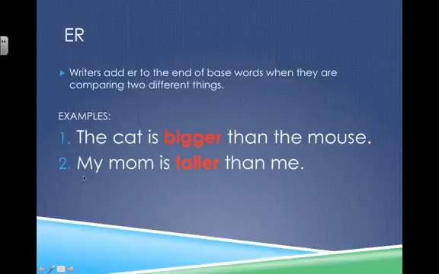Let's look at this example. My mom is taller than me. In this sentence, I'm comparing my mom and me. Those are two things. I'm saying that my mom is taller. So ER is comparing two different things. That's my ending or my suffix. Tall is my base word. My mom is taller than me. I added the ER to the end of this word to make it sound right in the sentence.